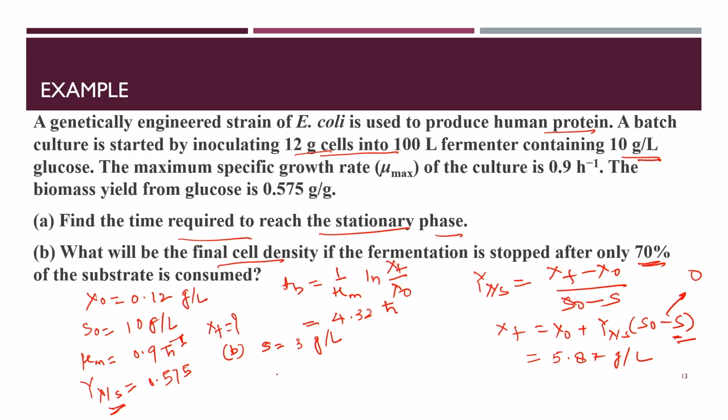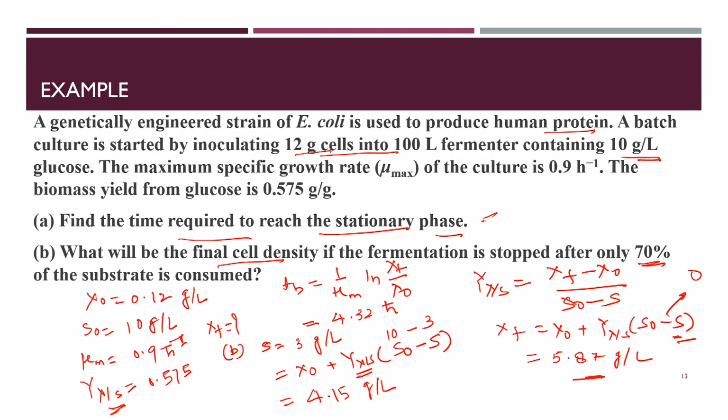Using the same expression we can calculate xf here. It will be x naught plus y x upon s times s naught minus s, where s naught is 10, s is 3, y is 0.57. So, we will get xf as 4.215, that is obviously gram per liter. So, it is lesser than the 5.87. And here again you can calculate the batch time.